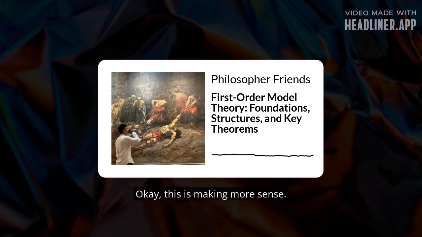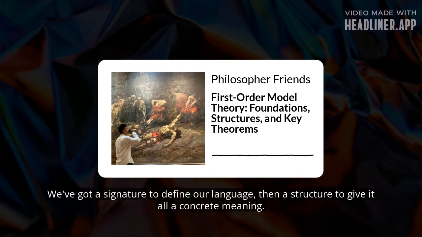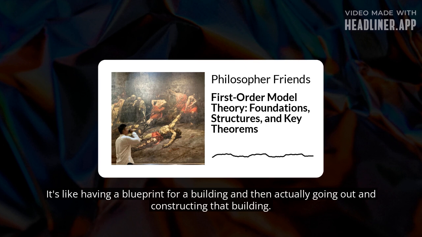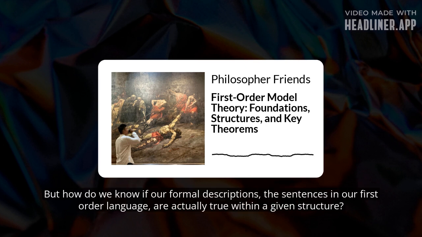Okay, this is making more sense. We've got a signature to define our language, then a structure to give it all a concrete meaning. It's like having a blueprint for a building and then actually going out and constructing that building. I like that analogy. But how do we know if our formal descriptions, the sentences in our first-order language, are actually true within a given structure? How do we test them?